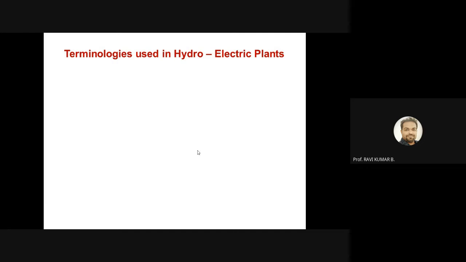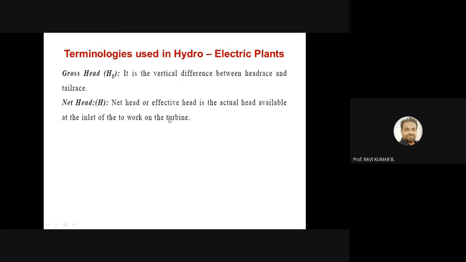There are different kinds of heads available. Over the length of the pipe, different piping fittings are there, right? Some elbows, some sockets. Because of that, some losses will also be influenced, so those also need to be considered. So, gross head and net head. Gross head is the vertical difference between the headrace and tailrace. The headrace is the reservoir and its total location, and the tailrace is the point where your water is entering into the river.